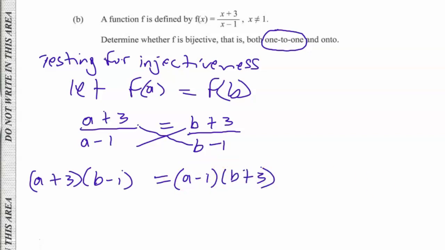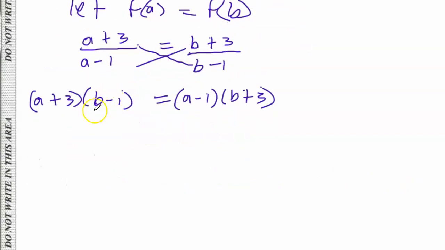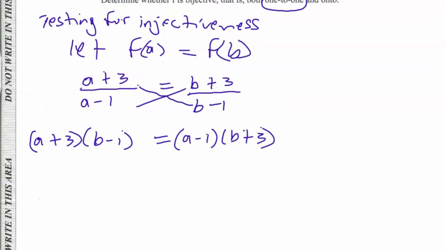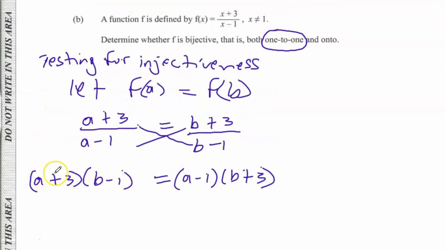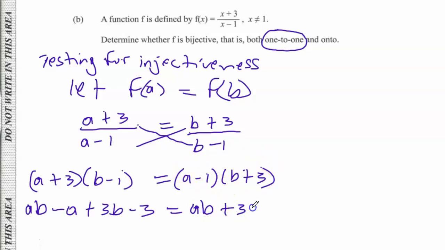Let's expand, group like terms and simplify. So a times b, that's ab. A times minus 1, that's minus a. 3 times b, that's positive 3b. 3 times minus 1, that's minus 3. On the other side, a times b, that's ab. A times 3, that's 3a.